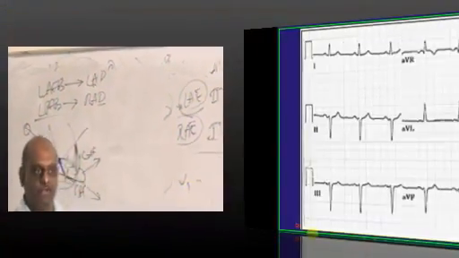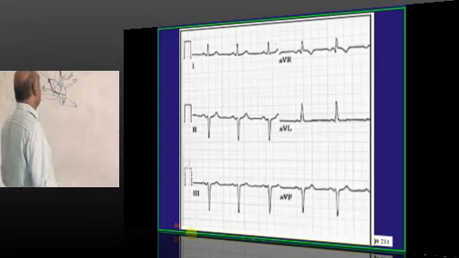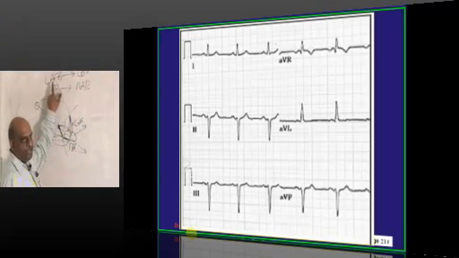Playing, doctor, playing with ECG, right? 15-20 times if you keep seeing different types of ECG and use your brain to look at it. So summarize, doctor.